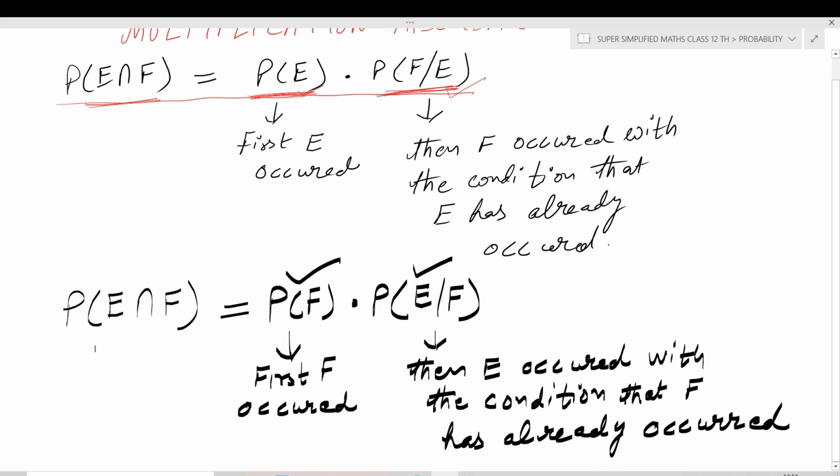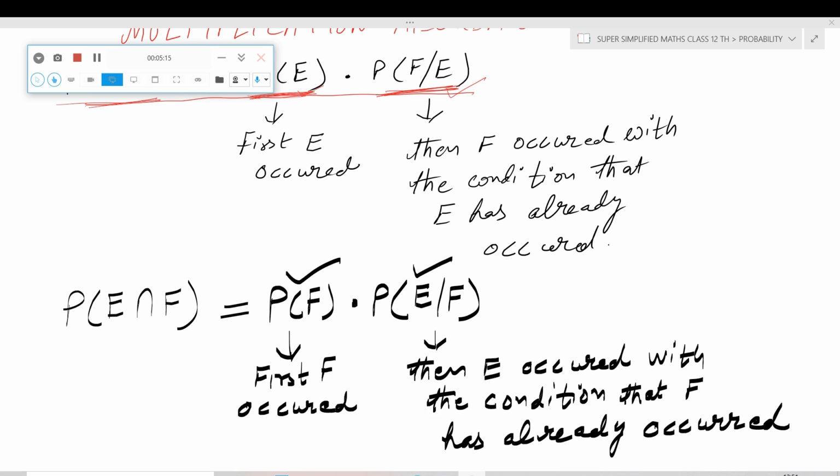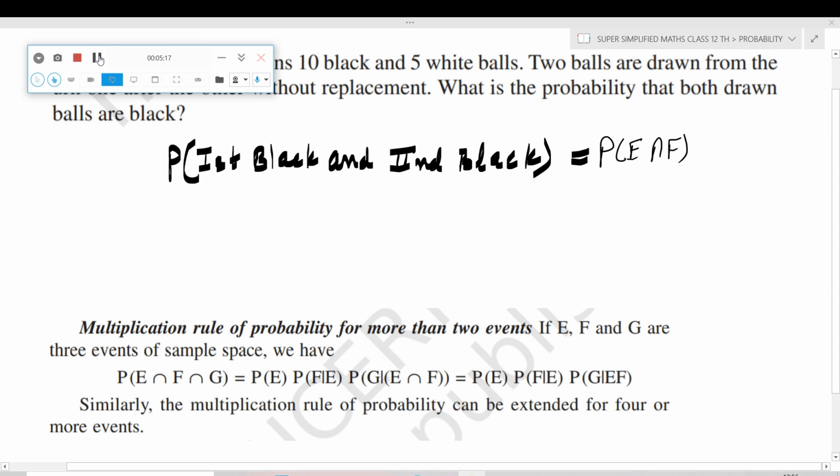This theorem is used when two events occur simultaneously, one after the other, without replacement. So the first event, whichever of E and F is occurring first, will be occurring without any condition, and next whichever event will be occurring, it will be occurring with the condition that the previous one has already occurred. This is called the multiplication theorem of probability.